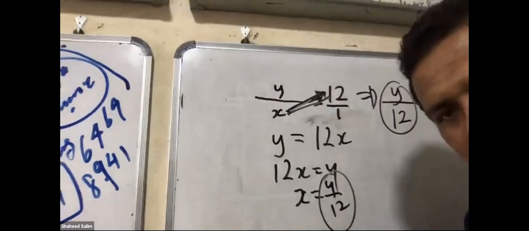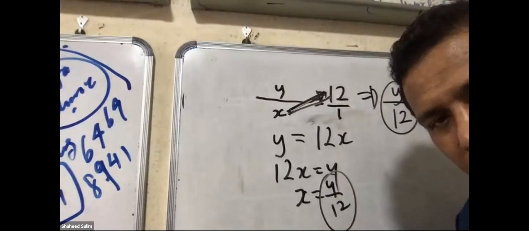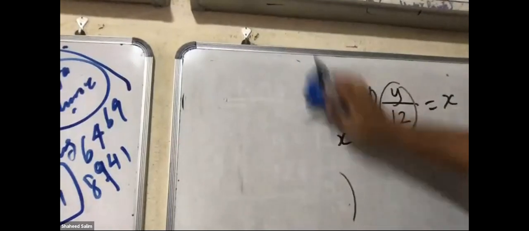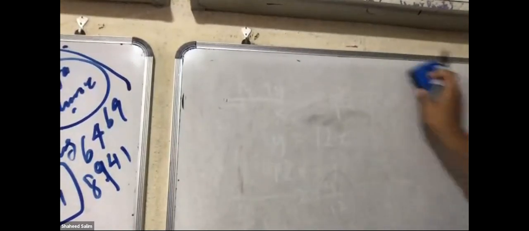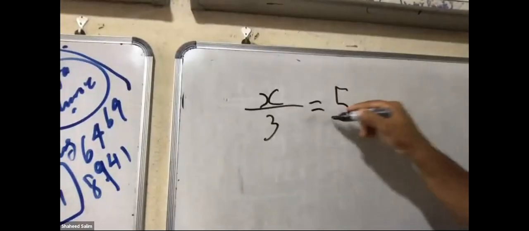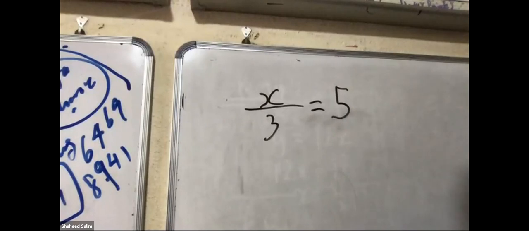Are you confused? Confused or not? Not really. Okay, we'll do step by step. I'll do it step by step for you now, one by one. X over 3 equals 5. How to find what is x?